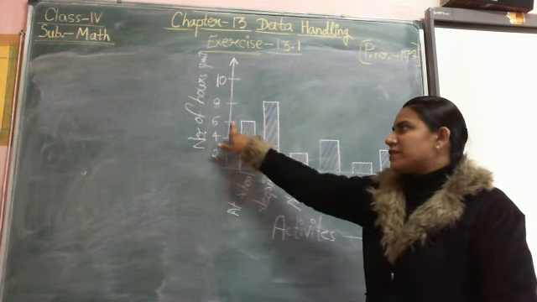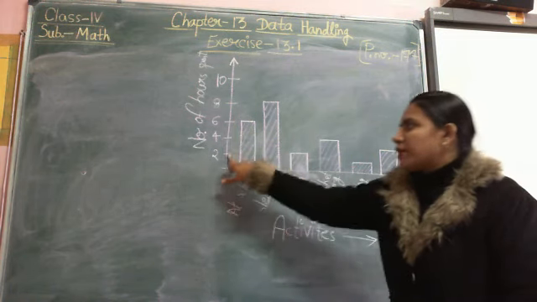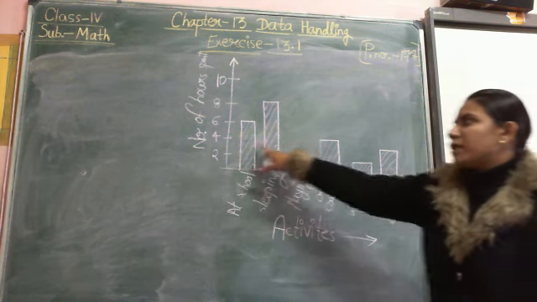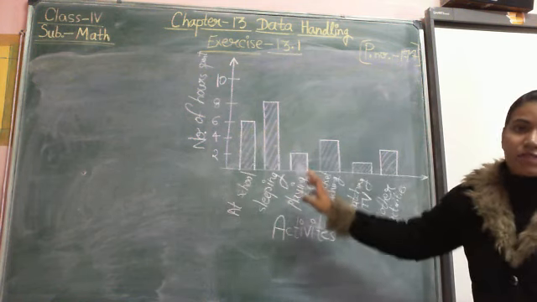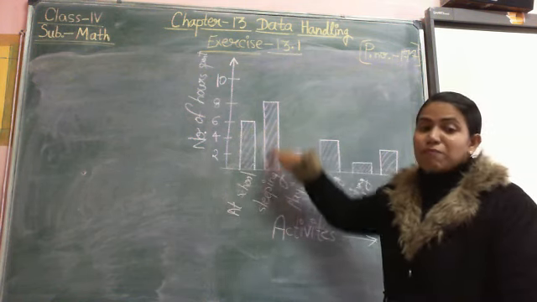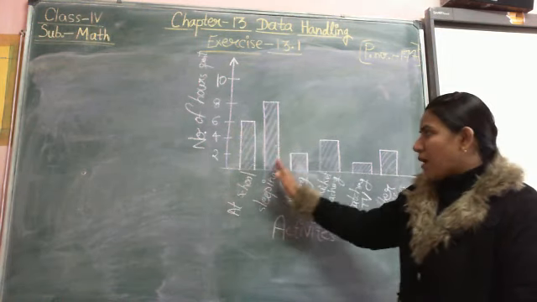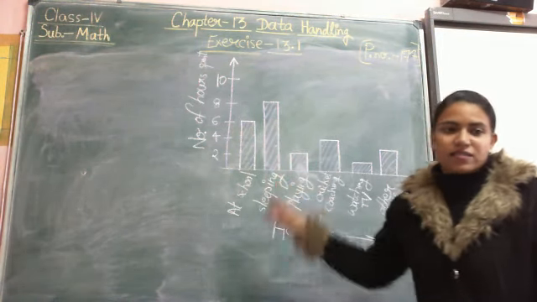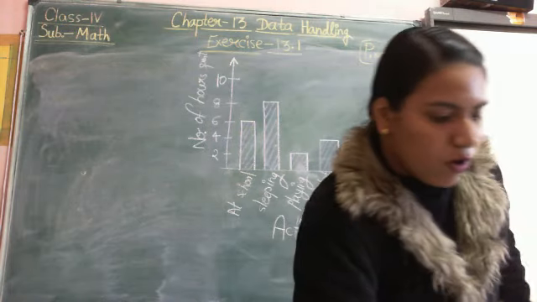At school he spent 6. In playing he spent 2 hours. In cricket coaching he spent 4. But maximum hours he spent in sleeping. Maximum hours, the length of the bar is the highest. So by this we can observe that.